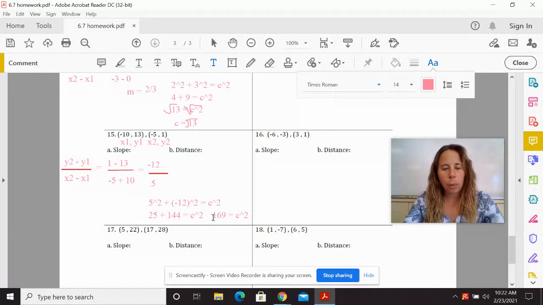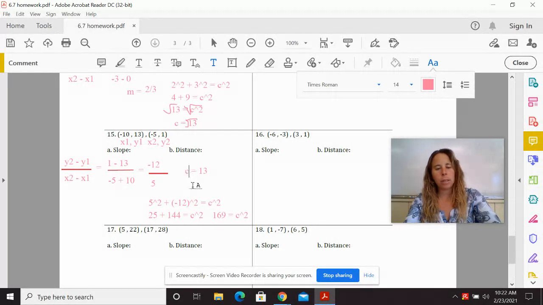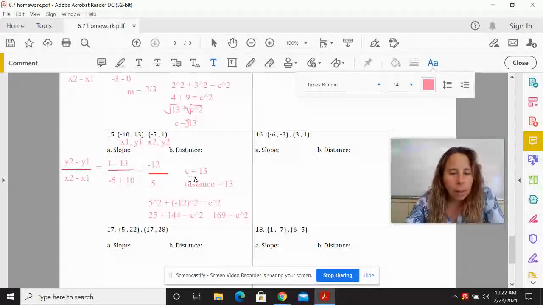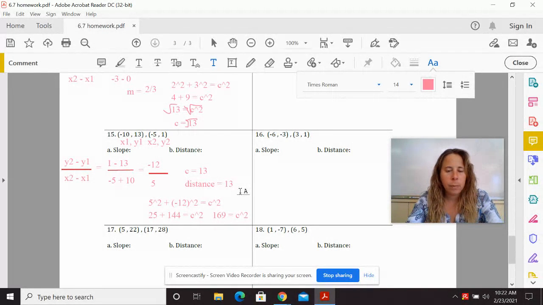Then you would take the square root of both sides. The square root of 169 is 13. So c equals 13, or distance equals 13. So c and the distance are the same. They mean the same thing. Alrighty. Go ahead and try the rest on your own. Good luck.